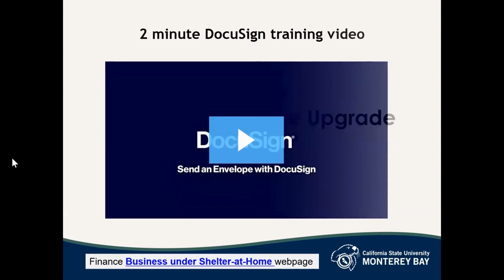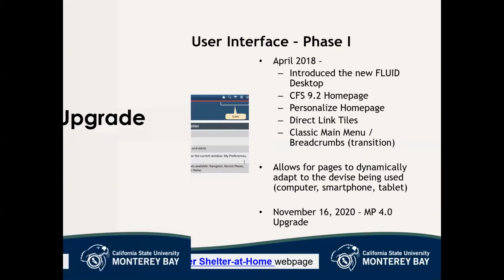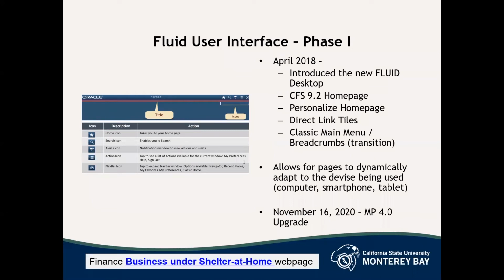Thank you. So some of you may recall back in April 2018, we introduced the new fluid menu. Here's a small picture of it. It introduced the new Fluid desktop. It gave us a personalized homepage, direct link tiles, and a classic main menu breadcrumbs transition. The Fluid page allows pages to dynamically adapt to the device being used, so it can be used from a computer, smartphone, or tablet.